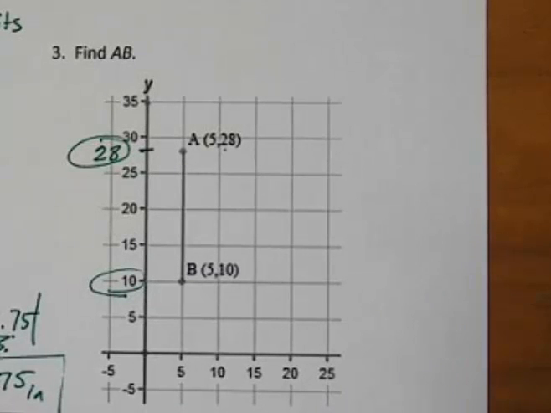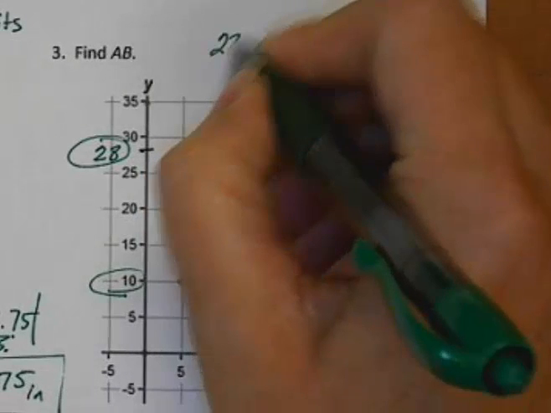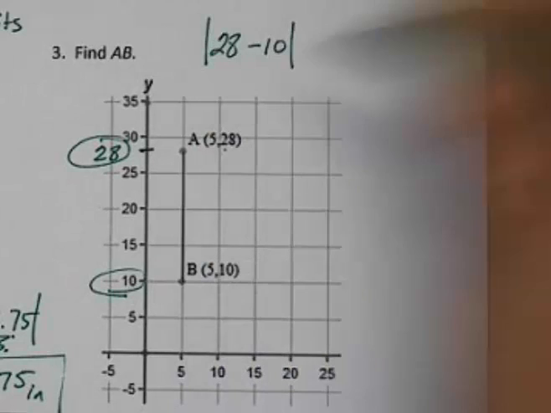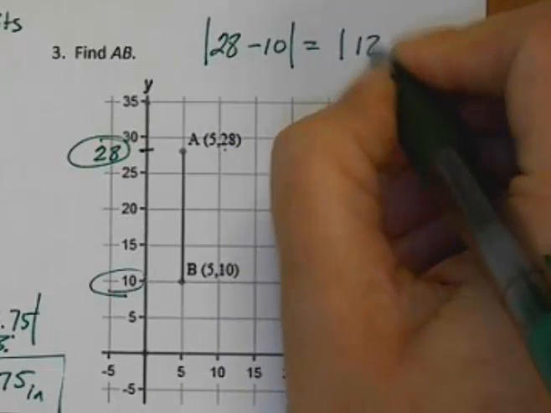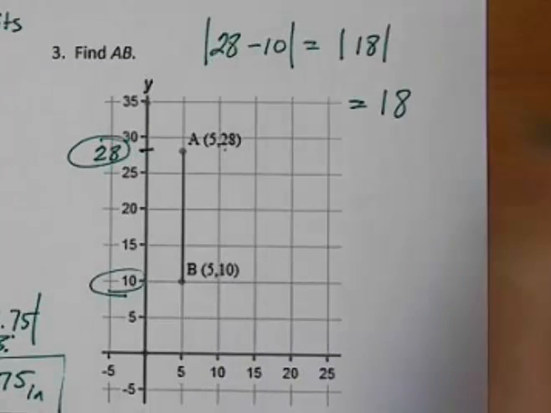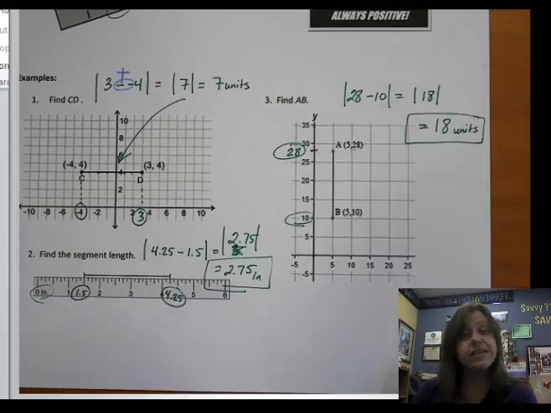So, ruler postulate, here we go. Take the difference between those, 28 minus 10, and put it in absolute value. The absolute value of 28 minus 10 is the absolute value of 18. And so our final answer for the distance from A to B is 18 units. Hope you find this pretty simple.